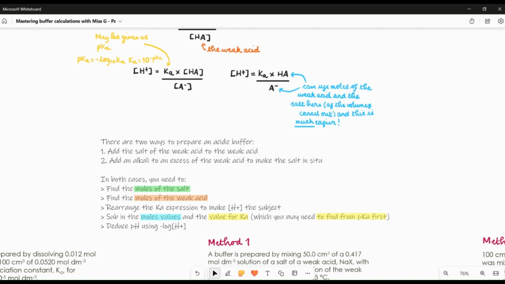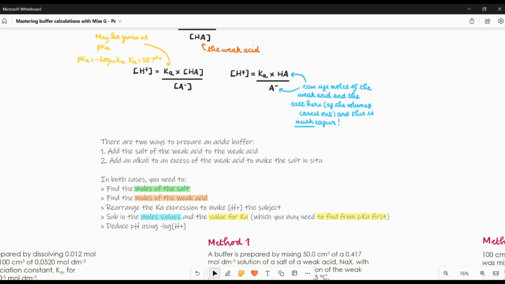The second method is that we start with an excess of the weak acid, we add an alkali, and the alkali and the weak acid react together to make the salt in situ. The alkali then all has to be used up, because that can't be left over at the end, otherwise again it wouldn't be a buffer. So the alkali has to all get used up, and we have to use an excess of the weak acid, because again we need that to be present after the neutralization step has occurred.